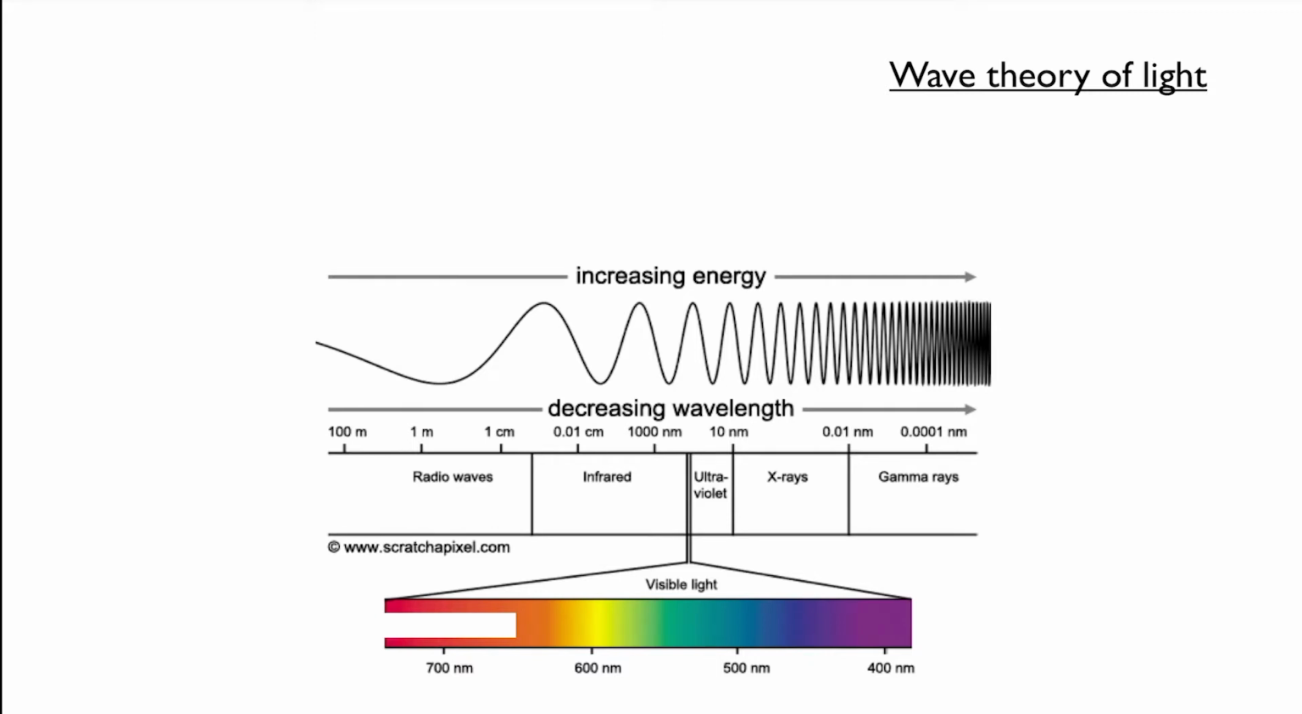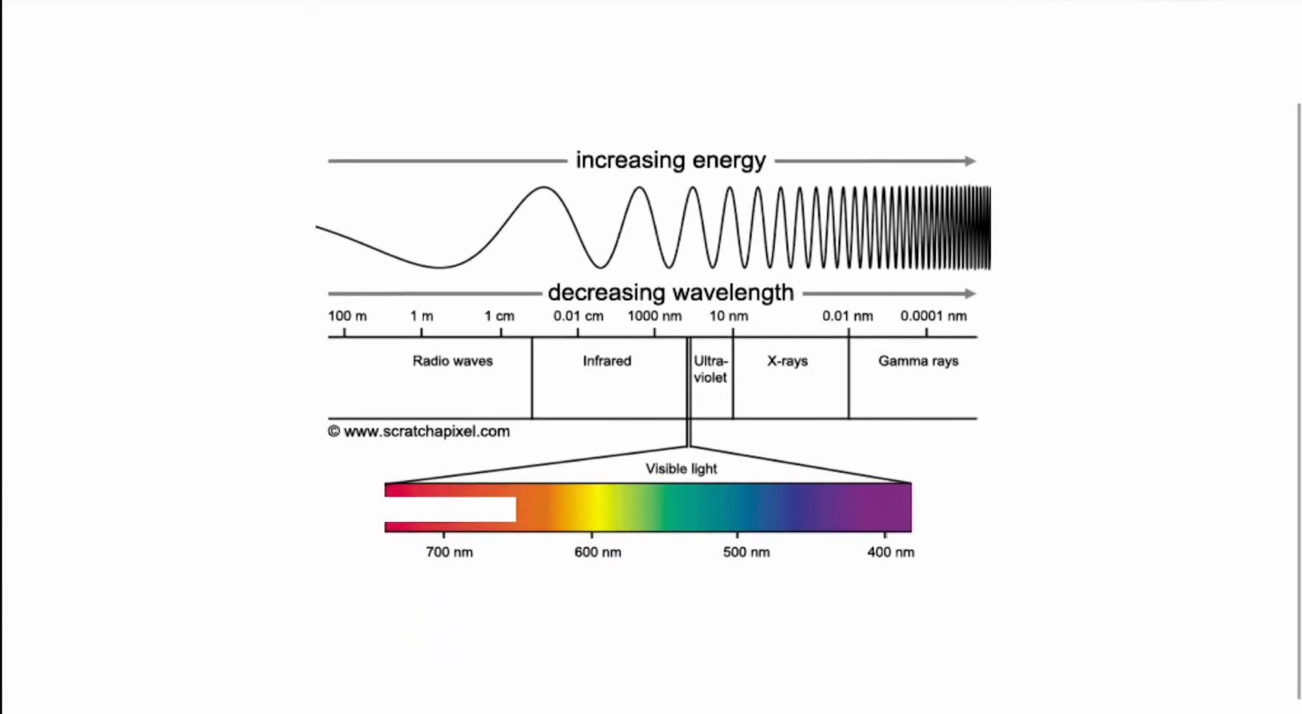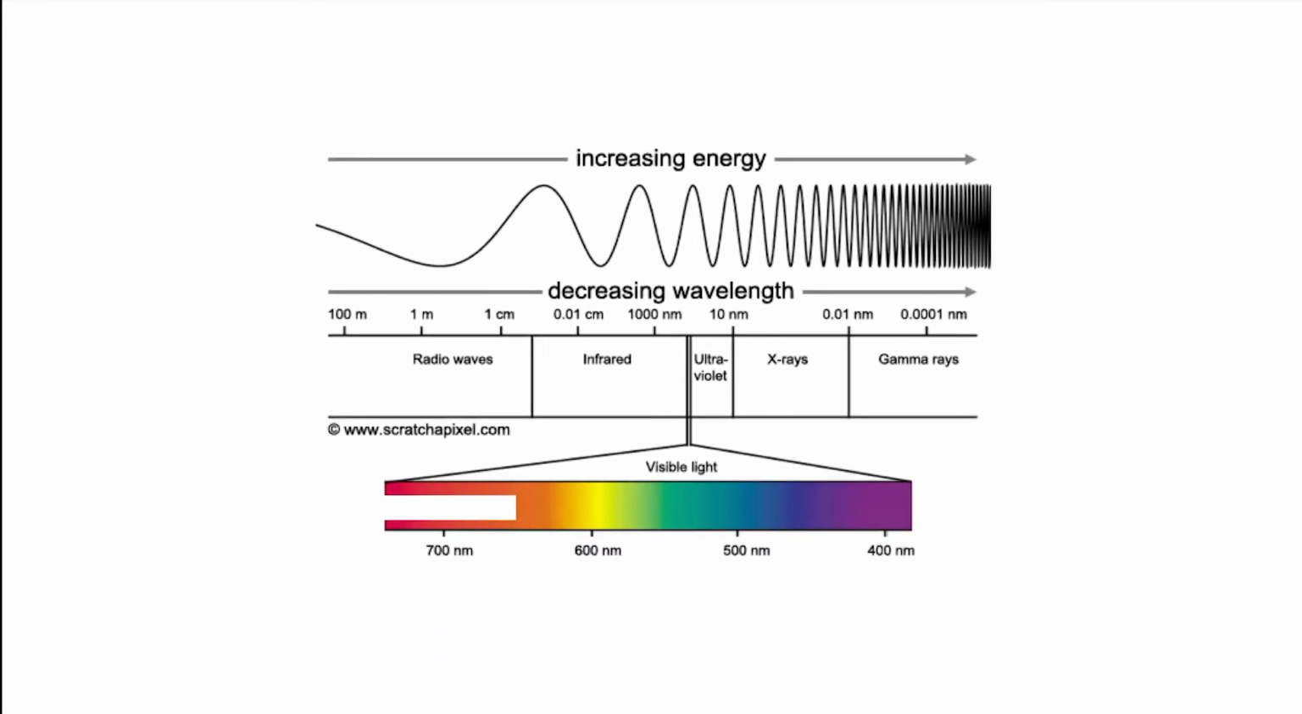So let's start right back at the beginning. The electromagnetic spectrum is something I hope that we're all familiar with. We can see we've got radio waves, infrared, visible light, ultraviolet, X-rays, gamma rays. As we move from one end of the electromagnetic spectrum to the other, what changes about light is both its wavelength and its frequency. So radio waves have a very long wavelength and a very low frequency.